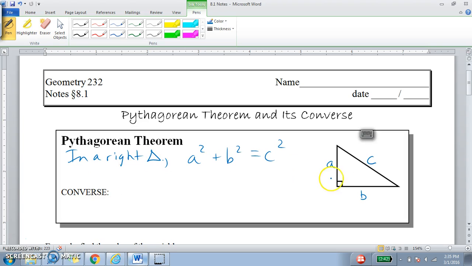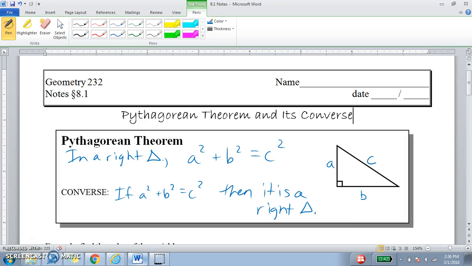So, if this is the Pythagorean theorem, the converse would be if a squared plus b squared equals c squared, then it is a right triangle. So if I give you a triangle, and we're going to do some examples of this down below, and I say, okay, these are the three side lengths, is this a right triangle? You would plug the three numbers in for a, b, and c into this formula, a squared plus b squared equals c squared, and see if it works out. If it does, then it's a right triangle.